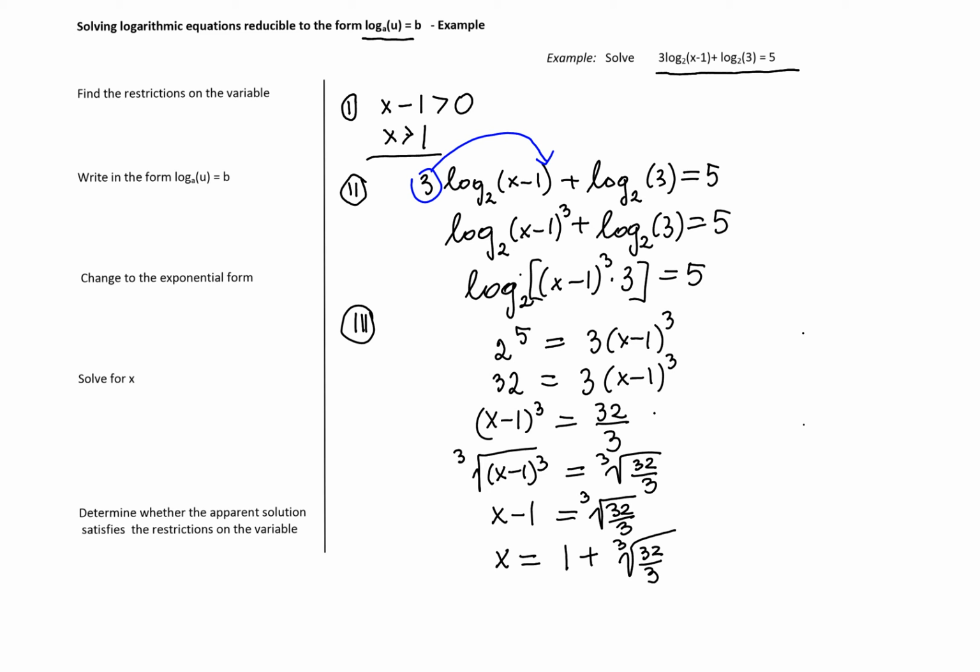So this is the solution of the algebraic equation 2 to the power 5 is 3 times x minus 1 to the third. To determine whether this is the solution of my equation, I have to check whether this number satisfies my restrictions. And since 1 plus something positive is going to be greater than 1, therefore the solution is x equals 1 plus the cube root of 32 over 3.